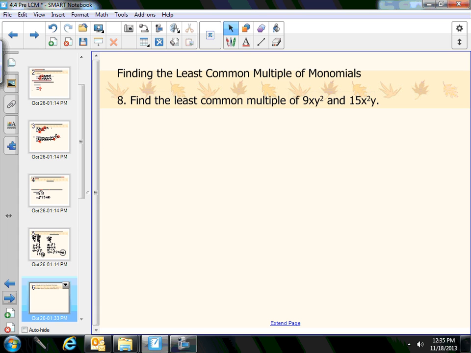Now we're going to find the least common multiple of monomials. We're going to use the prime factorization of each one of these.